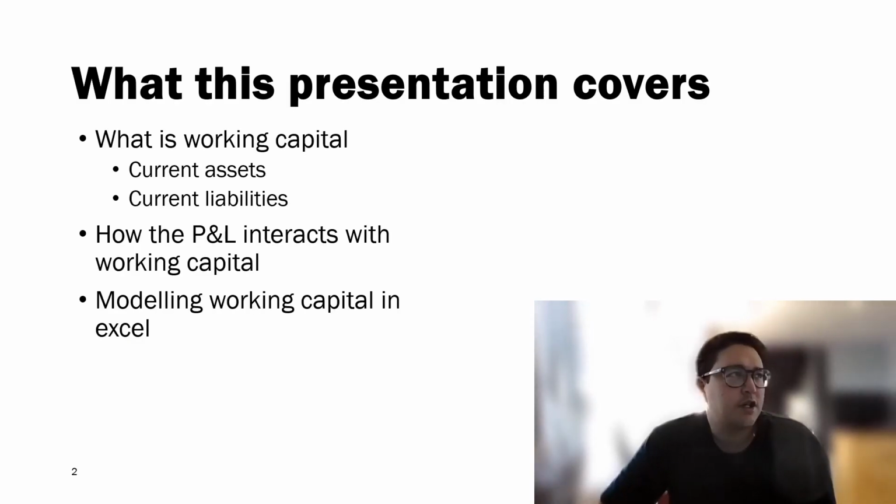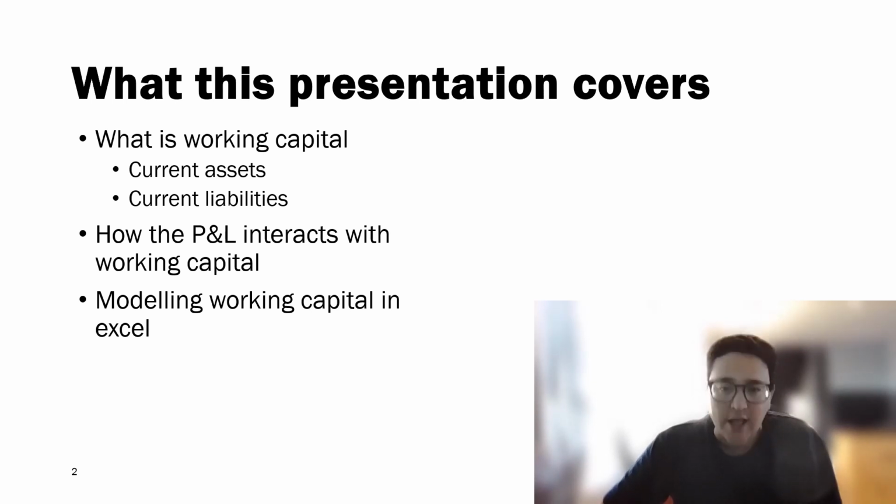So what this presentation covers, well, it's going to cover obviously what is working capital, broken into current assets and current liabilities. Within that, we're going to talk a little bit about the calculation basis required to interact the P&L, which is one of your three statements, to the balance sheet for current assets, and that's going to run through the main categories of current assets. We're also then going to do the same on current liabilities, and I'm going to add a little bit of a gloss of stuff to look out for if you're actually using these in the real world. And then finally, we're going to model that working capital in Excel.